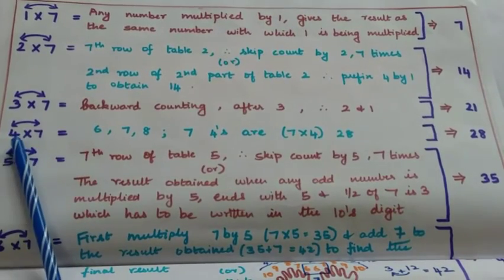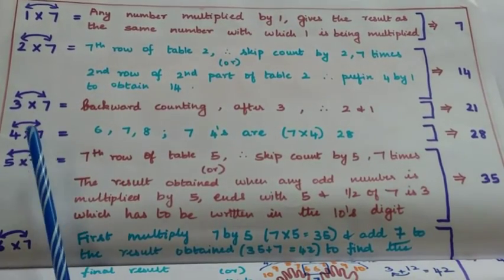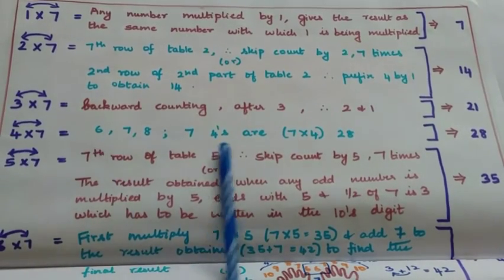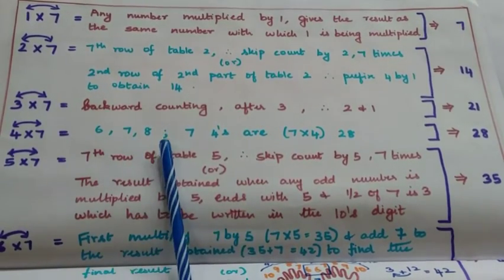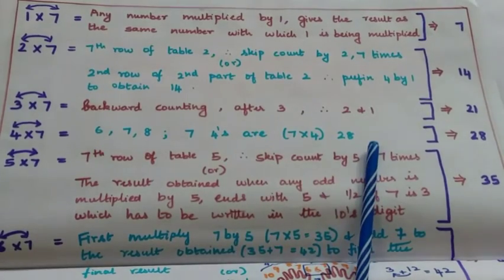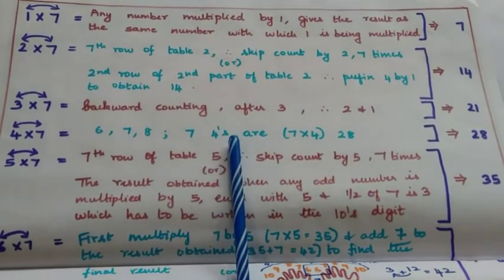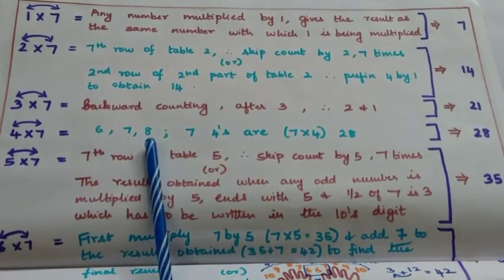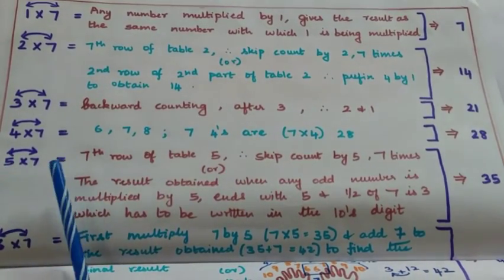Let's move to the next row where 4 needs to be multiplied by 7. While teaching table 4, I provided this rhyming sentence: 6, 7, 8, 7 fours are 28. When you make your kids repeat this 4 to 5 times, they will never forget what 4 into 7 is. Let's move to the next row where 5 needs to be multiplied by 7.